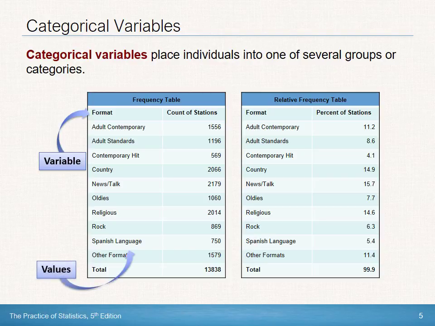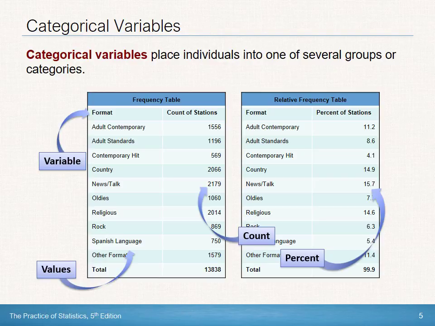Then we have the values of that variable. So our values are the actual types: adult contemporary, adult standards, contemporary hit, and so on. So those are the values. So our variable is format. The values of the variable are the types in that format, the options.